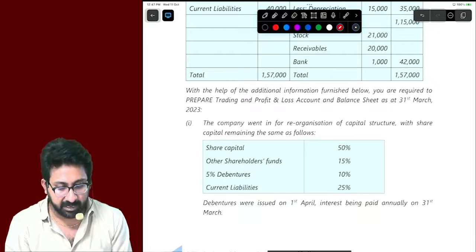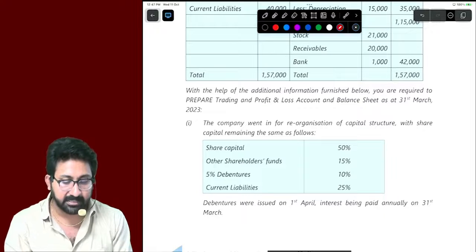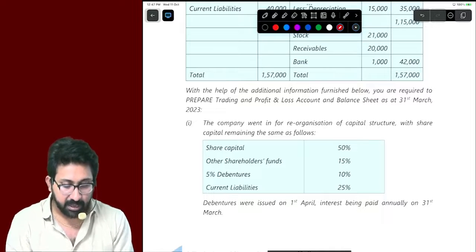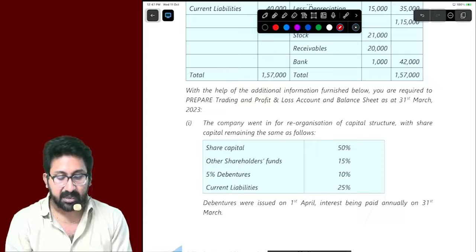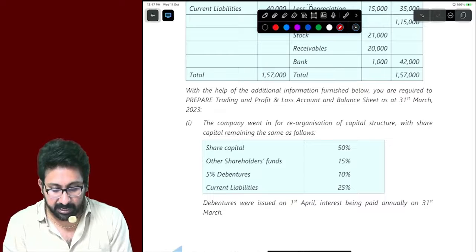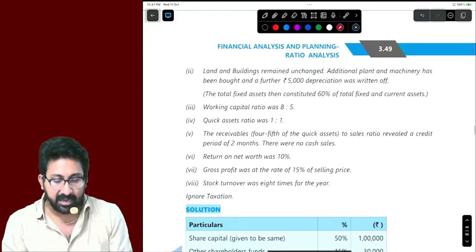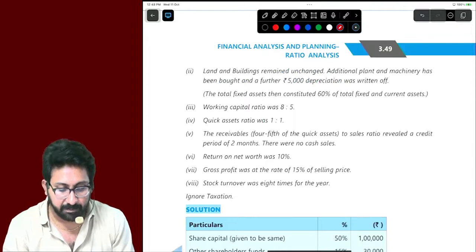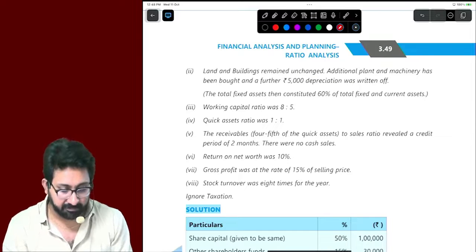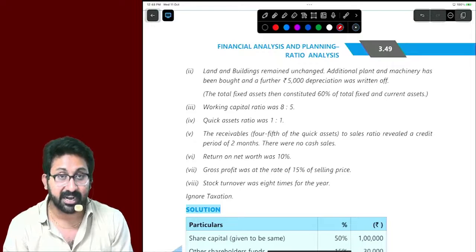The company went in for reorganization of capital structure with the share capital remaining the same as follows. Share capital 50, other shareholders funds 15, 5% debentures 10, current liabilities 25%. Debentures were issued on 1st April, interest being paid annually on 31st of March. Land and building remain unchanged. Additional plant and machinery being bought and further 5,000 depreciation was written off. Total fixed assets then constituted 60% of the total fixed and current assets.